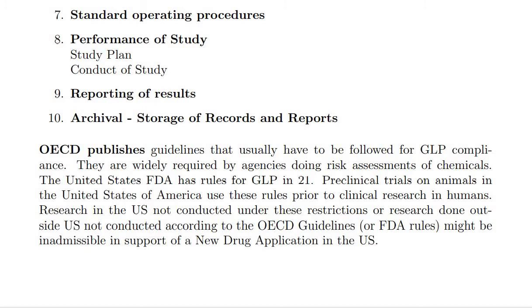So these are the OECD guidelines for GLP and the FDA rules in the United States of America, GLP in 21 CFR. Preclinical trials on animals in the United States of America use these rules prior to clinical trials in humans. Okay, so new drug applications in the USA follow these guidelines.